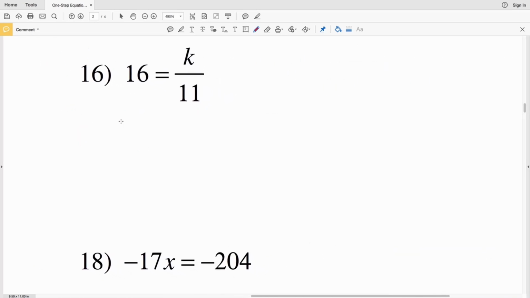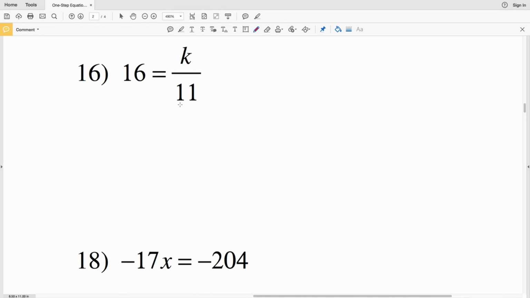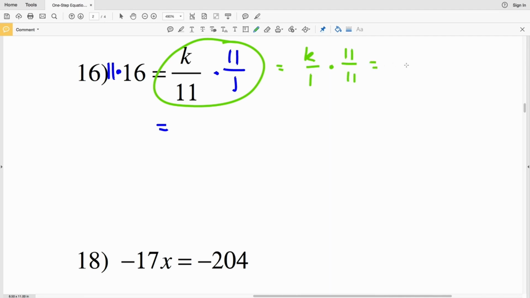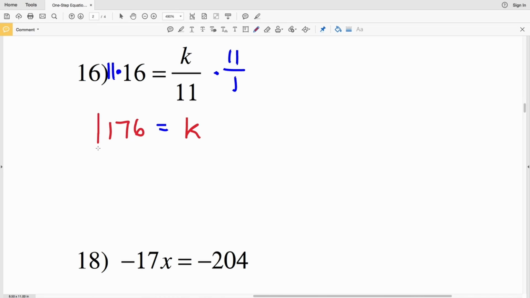For number 16, we have 16 is equal to k over 11. So we're going to multiply by 11 over 1. So we're multiplying by 11. When we multiply by 11 over 1, we could rewrite this portion as k over 1 times 11 over 11, which we know is k times 1, which is k. So multiplying by 11 leaves us with k on the right, and 11 times 16 is 176. So k is equal to 176.